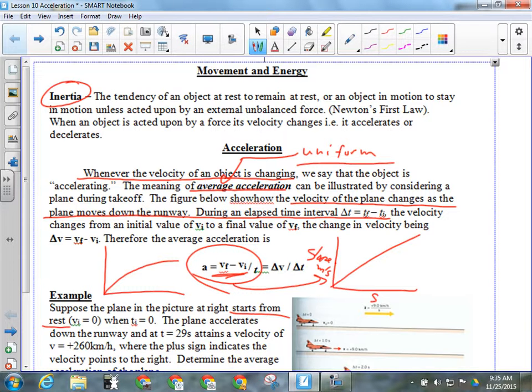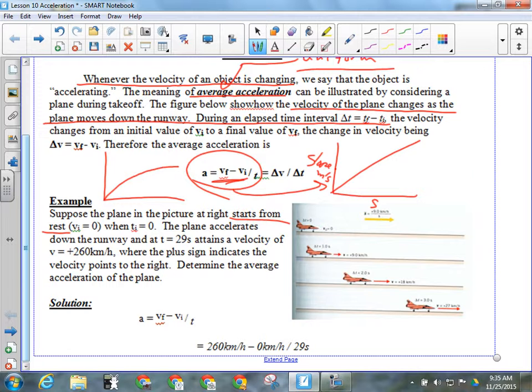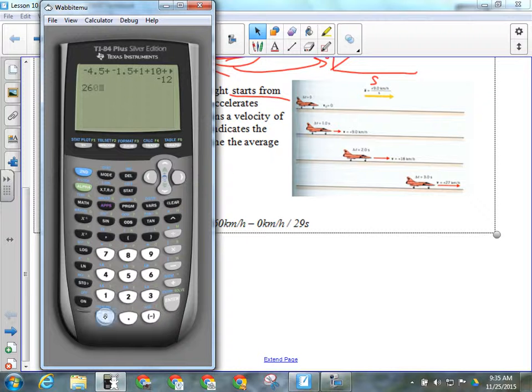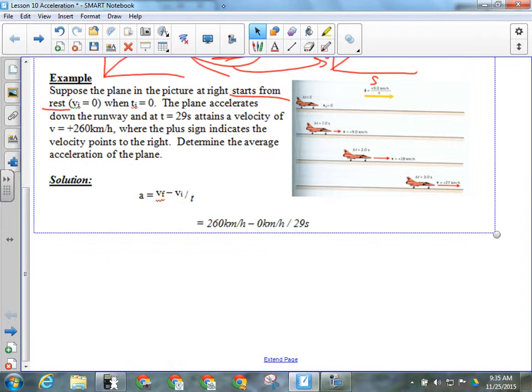So let's go back to this example here. Now they've left it in kilometers per hour and they're going to divide by seconds, but then they're going to get weird units. They're going to get kilometers per hour per second, which are still valid units, but they sound kind of weird. So let's divide this number by 3.6 to get meters per second. We'll take our 260 and divide by 3.6. All right, so we got 72 meters per second.